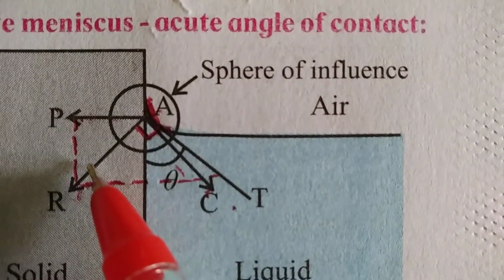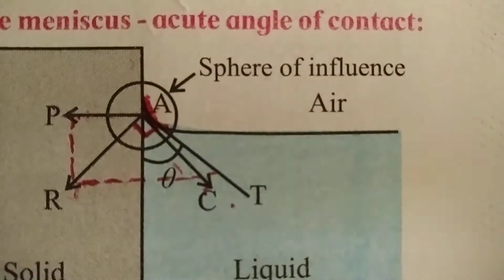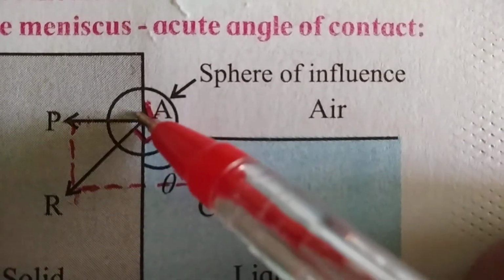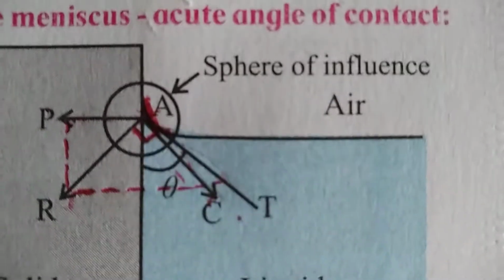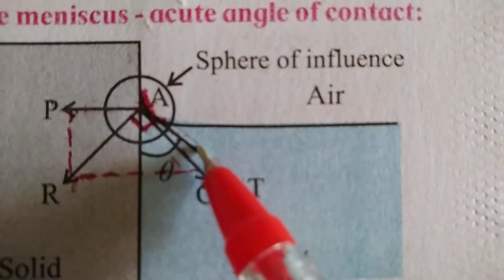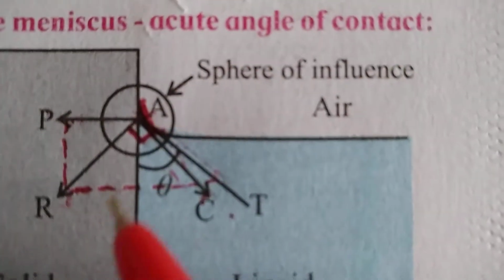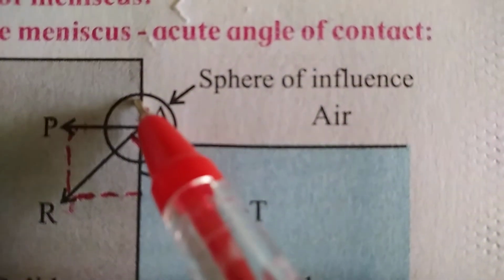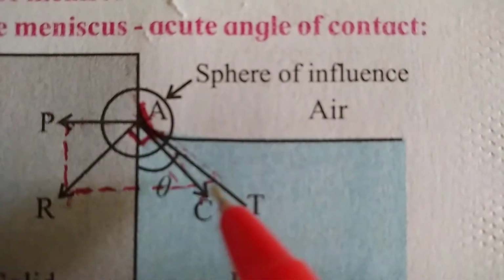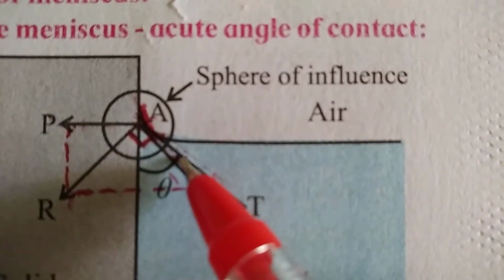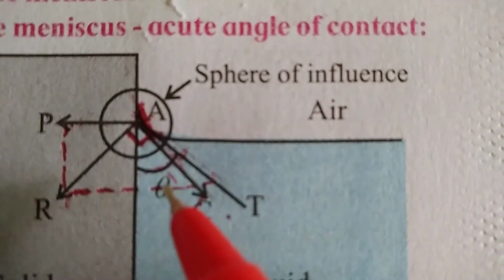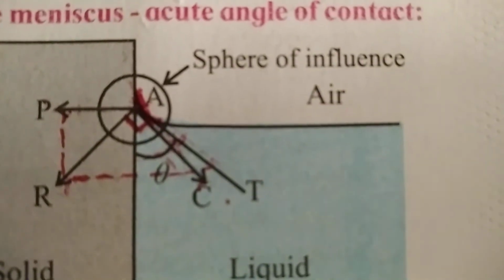Now we have to draw a normal to this resultant, so we draw a perpendicular to this resultant. This is the perpendicular AT. You can see AT is perpendicular to it. Now to this perpendicular we have to draw a tangent, so this is the tangent. So this is the normal and this is the tangent, and the tangent makes a certain angle with the surface of the liquid. That angle is called the angle of contact.